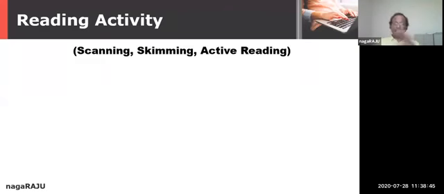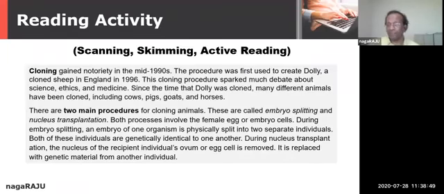Okay, right. Coming back to this. So in case I have a small passage like this, suppose I am teaching this to my class.